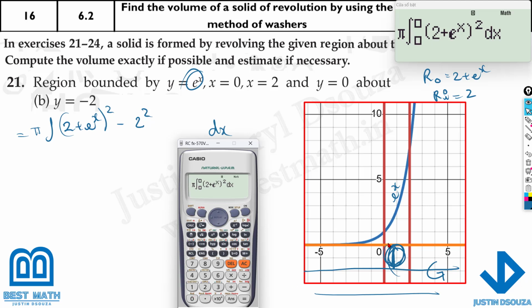Now the limits are not 1 to anything. It is along the x-axis. We are not bothering about 1 and anything. It's the entire thing from 0 to 2. The limit is from 0 to 2. So therefore we just have to worry about this equation.